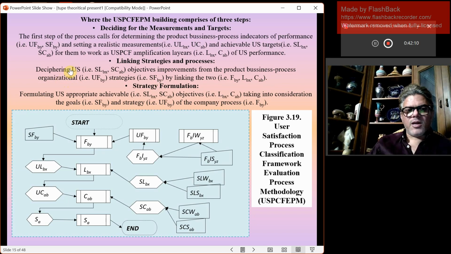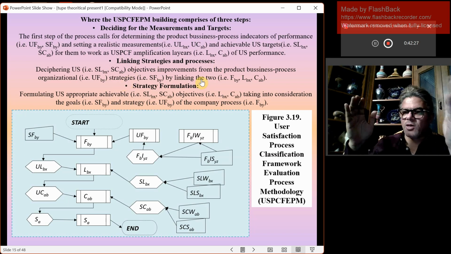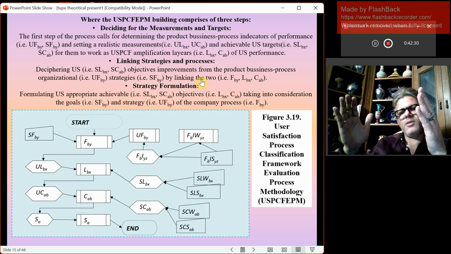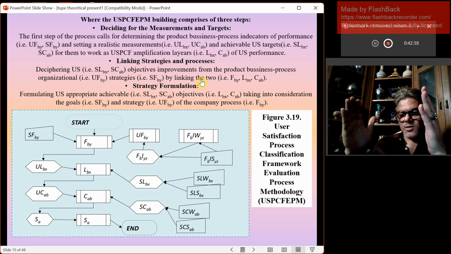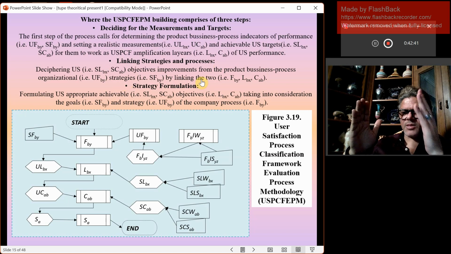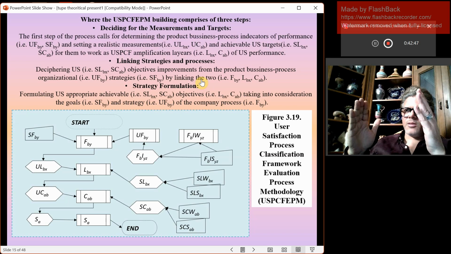So again, deciphering the user satisfaction objectives, improvements from the product, business, process, organizational strategies by linking the two, which is the objectives of process and strategies. So day-to-day operation and strategic, which is the user satisfaction and the business satisfaction. The business satisfaction is linear progression, and the user is independent and ambiguous.